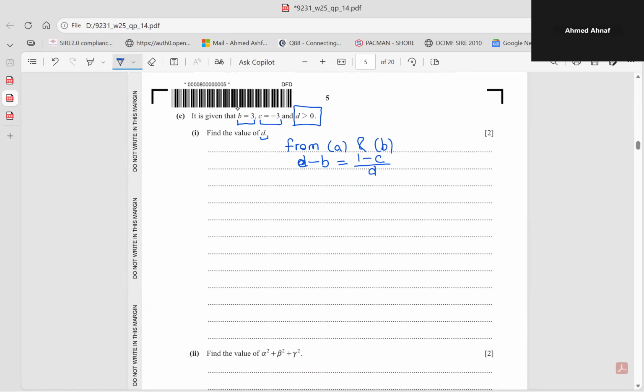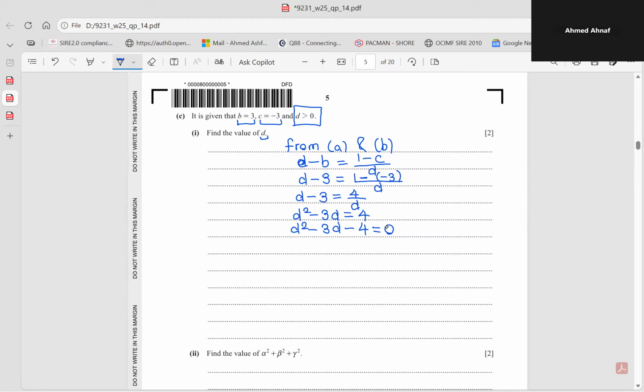Now we can substitute the values. So D minus B, B is 3, so D minus 3 equals 1 minus C, so 1 minus -3, over D. Simplifying all that, you get D minus 3 equals 4 over D. Now we make an equation in terms of D. Multiply both sides by D, you get D squared minus 3D equals 4. Move the 4 over to the other side, and you get D squared minus 3D minus 4 equals 0.